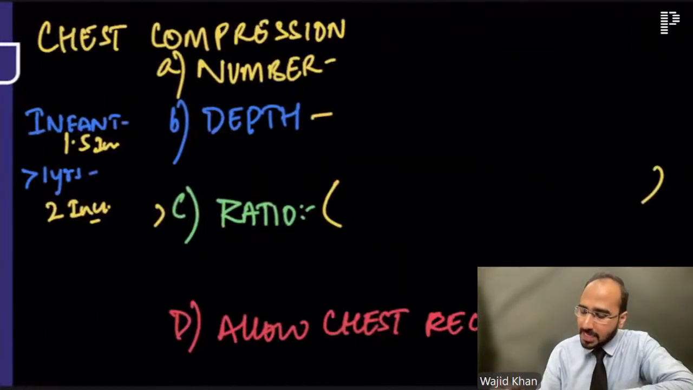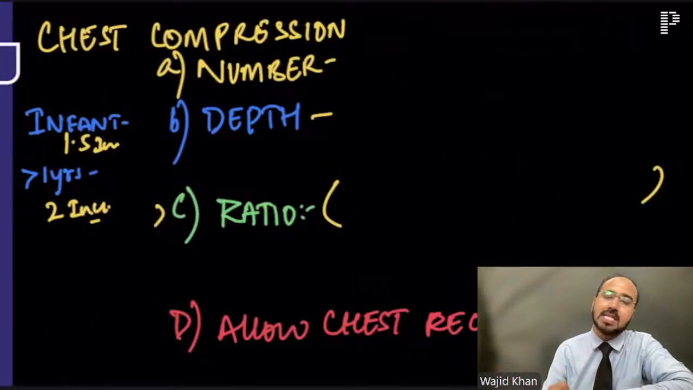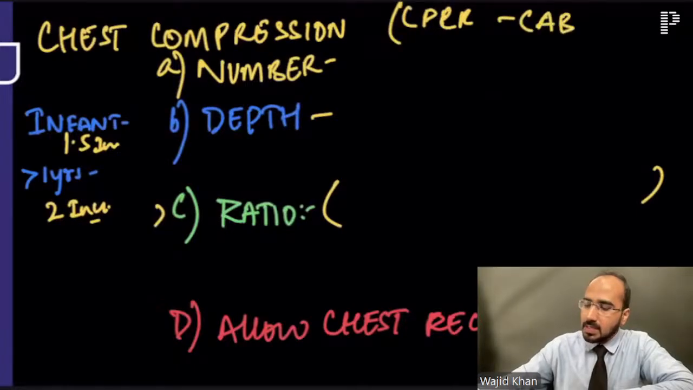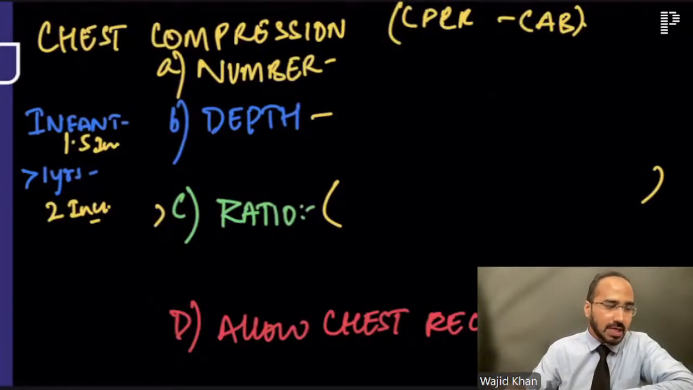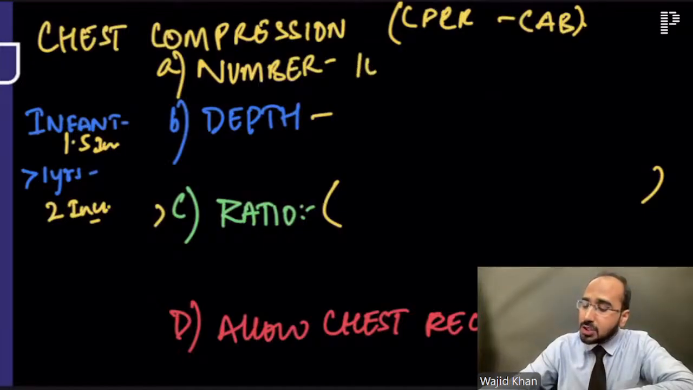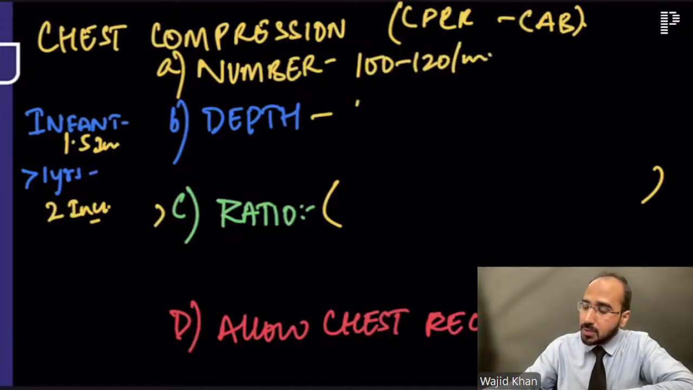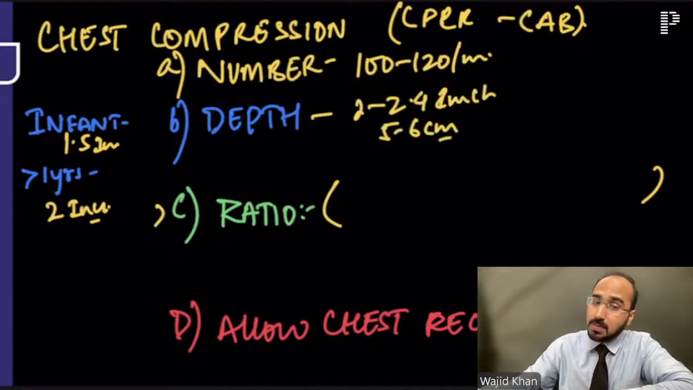When we are talking about CPCR, always remember you go with the CAB protocol. C stands for compression, A stands for airway, and B stands for breathing. CPCR is started with the CAB protocol. It's not ABC, it's CAB. Now, regarding compressions, how many compressions should be given? 100 to 120 compressions in 1 minute. What is the depth of compression? Each compression should be at least 2 to 2.4 inches or 5 to 6 centimeters, not more than that, guys.